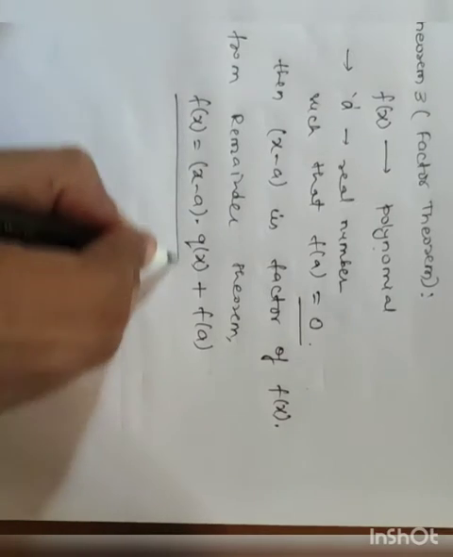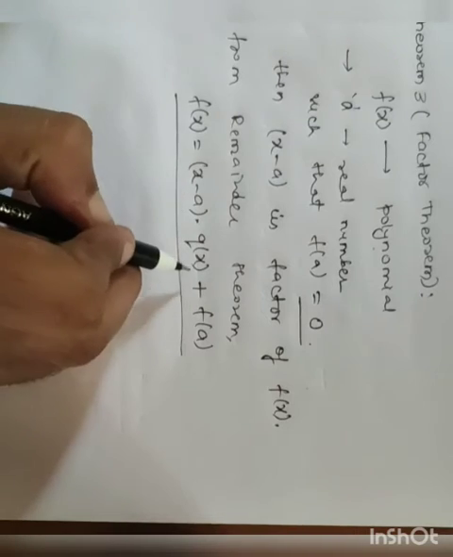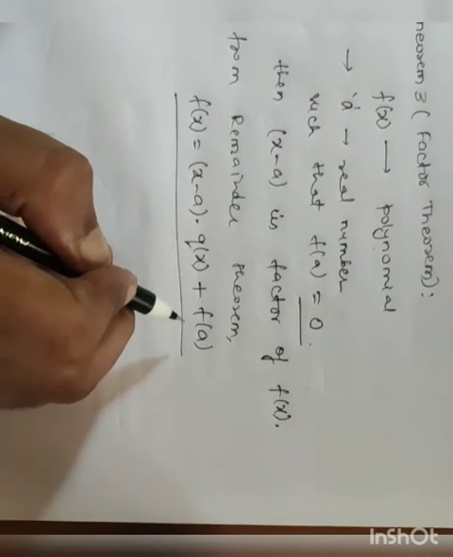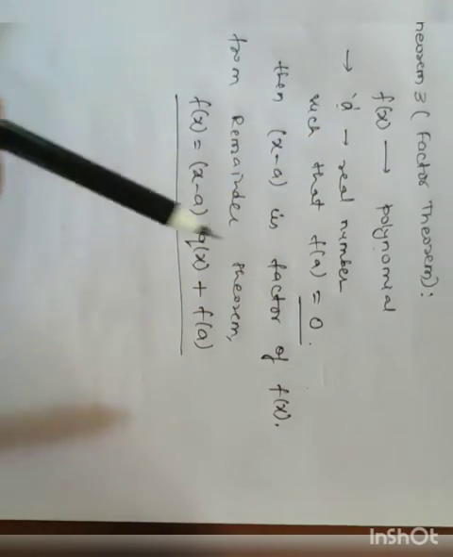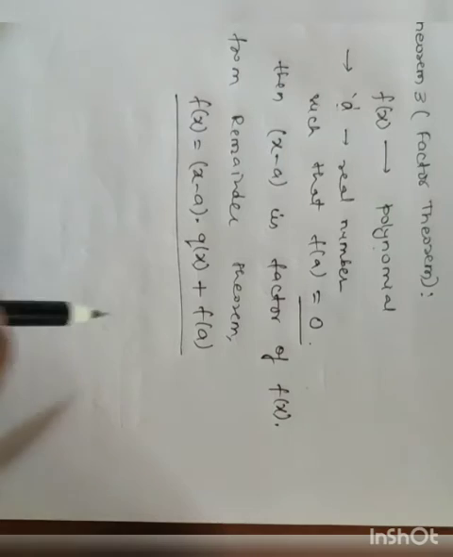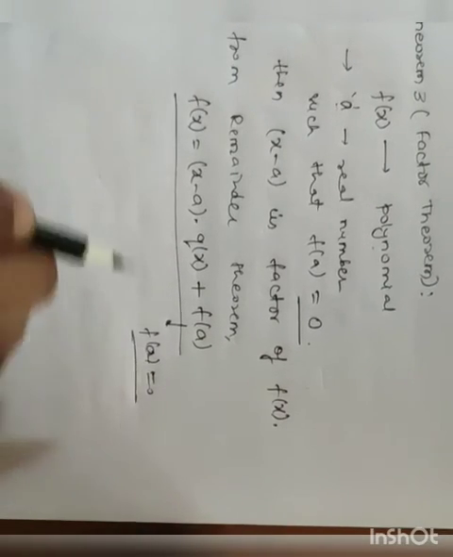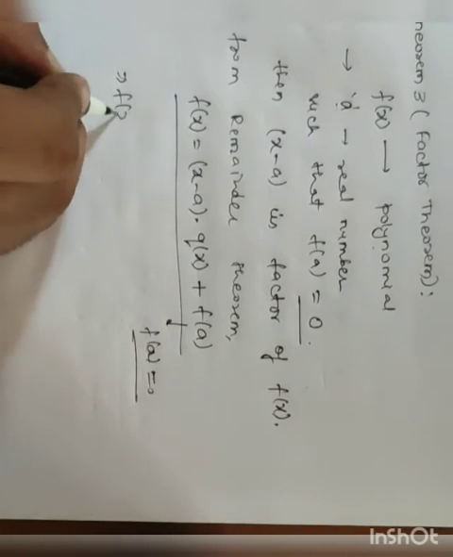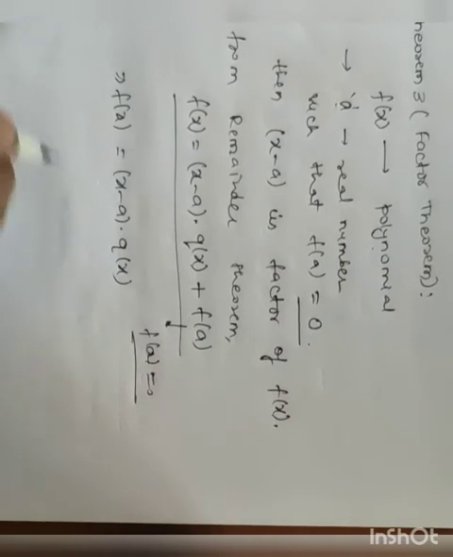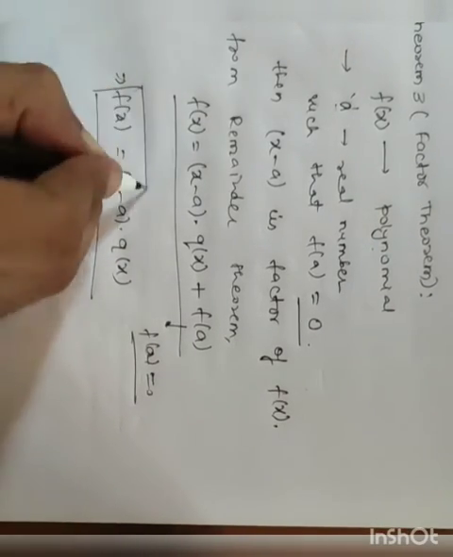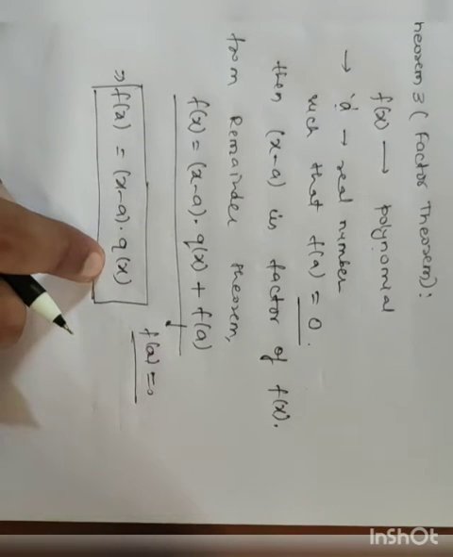So we can write f(x) in this form: f(x) = q(x)(x - a) + f(a) from the remainder theorem. The statement of the factor theorem is that there exists a real number a such that f(a) = 0. So here f(a) is equal to 0, and we can write f(x) = (x - a) q(x). So here f(x) is represented as the product of (x - a) and q(x).